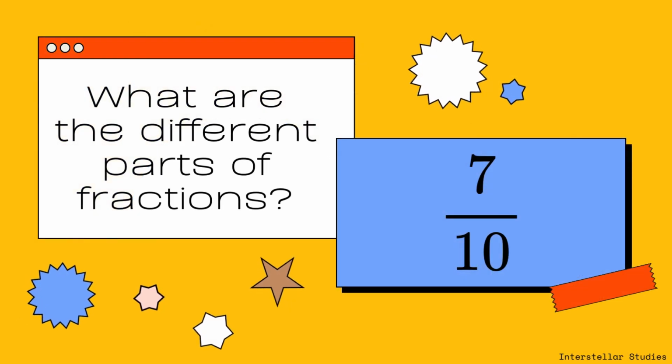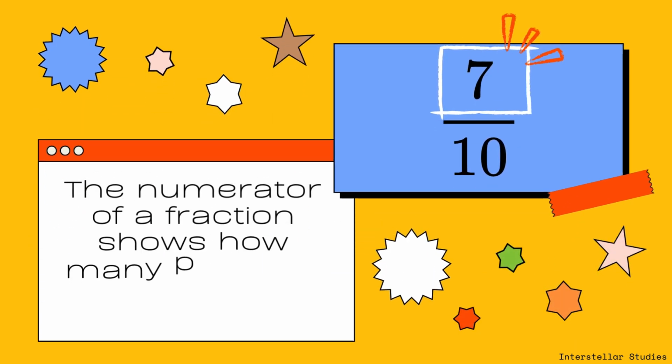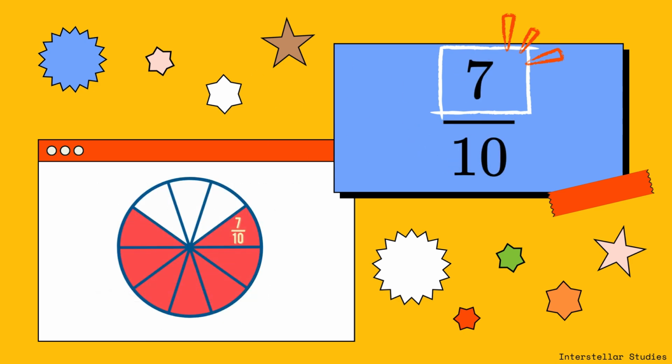So what are the different parts of fractions? The top number is the numerator. This shows how many parts we have out of the whole. In this fraction, the numerator is 7, so we would have 7 parts.